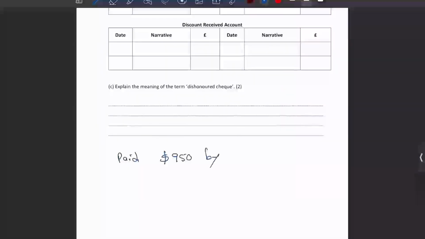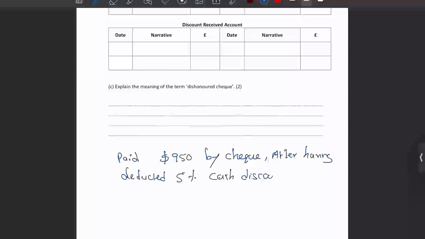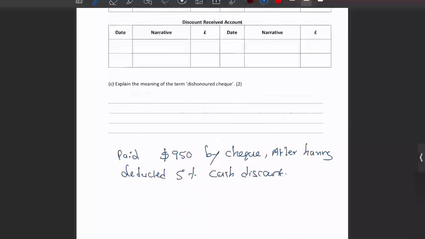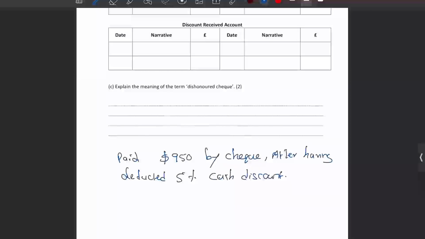Paid 950 by check after having deducted 5% cash discount. Okay. Now you know how to find the discount. 950 is what you paid, right? Do you agree with me? What you paid is after a 5% discount.